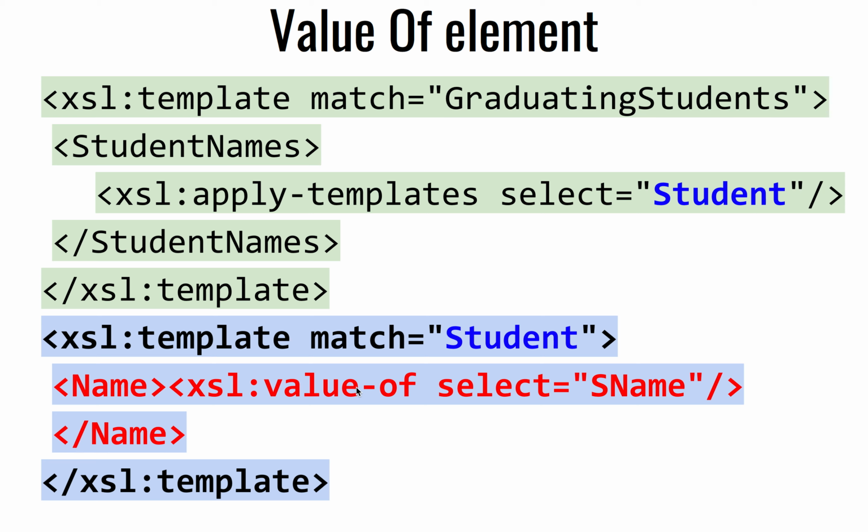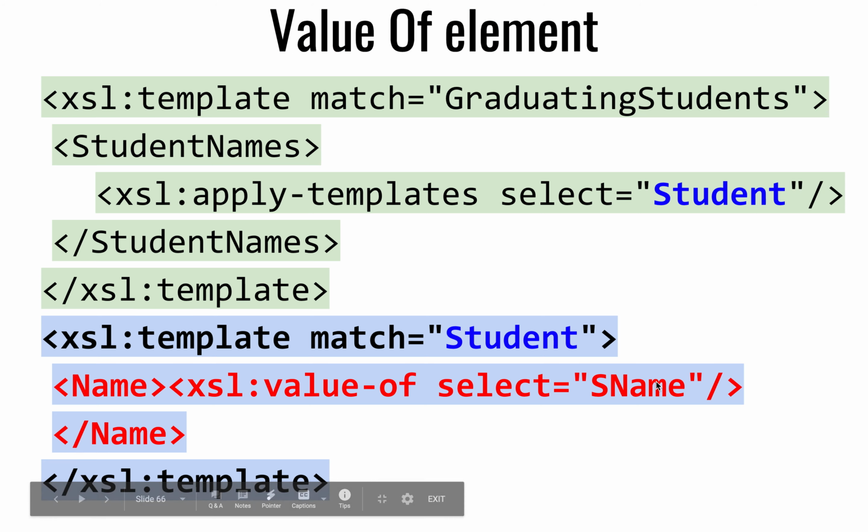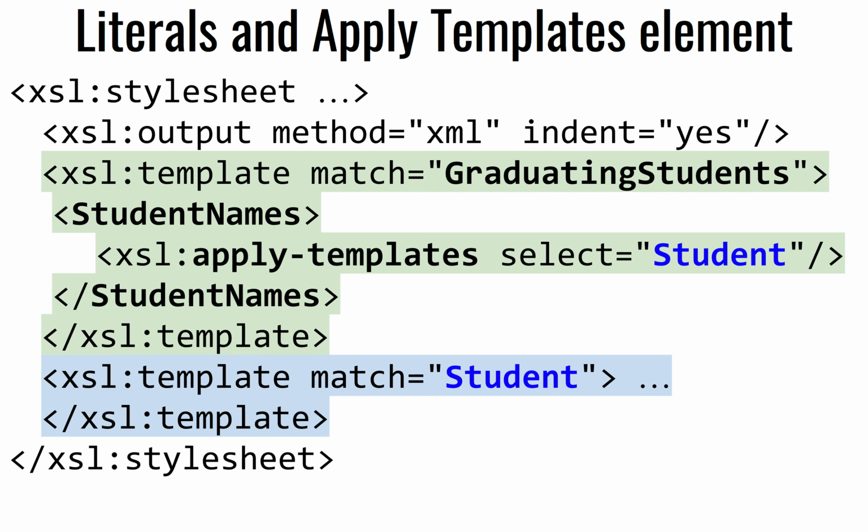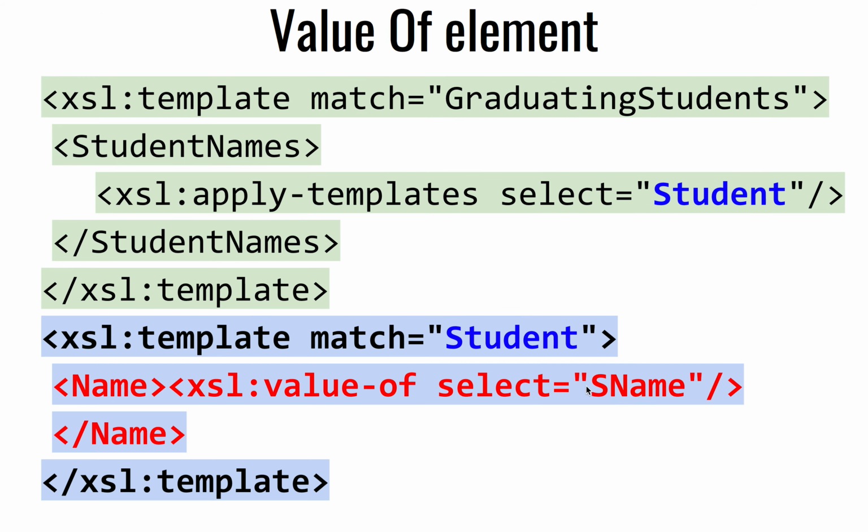retrieve the value of the S name of the student that we are currently in. So if we pattern match Ian or Bob or Alice, if you remember, the incoming student has a sub element called S name. So we want to reach out into that S name element and retrieve the value, Ian, and then put it as the value of our brand new name element. So this name here is going to reach out inside of our S name and retrieve the value of Ian, Ben, Alice, Bob, and all those.